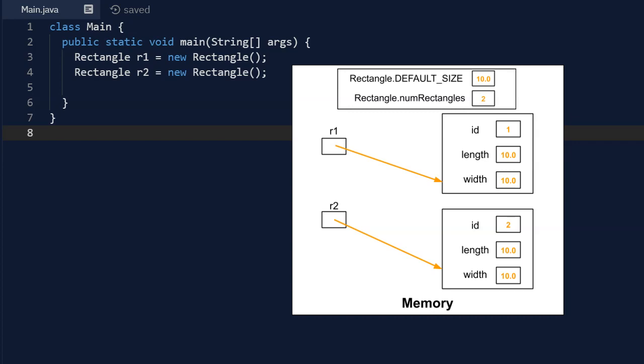After these two lines of code execute, numRectangles has a value of 2, because the rectangle constructor increments this variable's value by 1 each time it executes. Again, the most important thing to notice in this picture is that each object has its own copy of instance variables, but there's only one copy of all the class variables and constants.